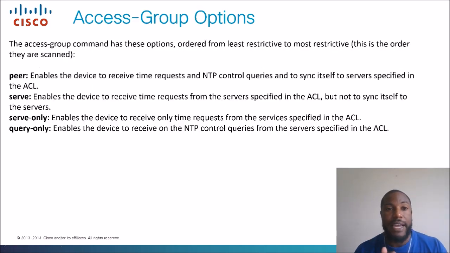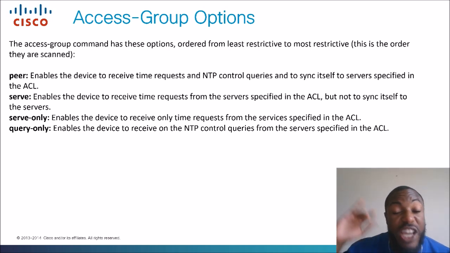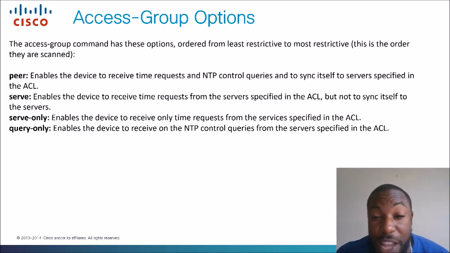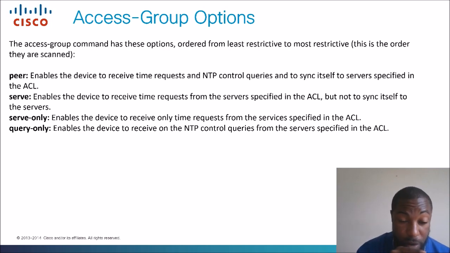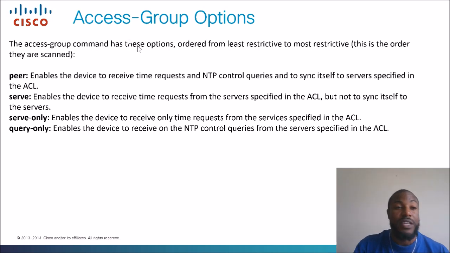The access-group command has these options ordered from least restrictive to the most restrictive. This is the order they are scanned. But remember, it'll check the ACL first. If you don't match there, then it'll go here. But if you don't match there, it'll deny you because there's an implicit deny at the end. But anyways, this is least restrictive. Peer enables the device to receive time requests and NTP control queries and to sync itself to servers specified in the ACL.